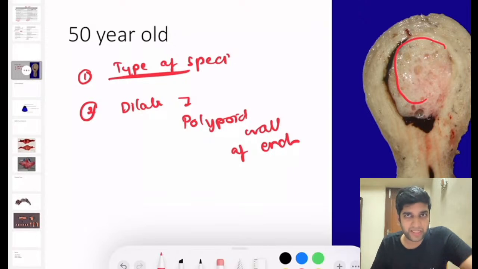So once you say it's a polypoidal mass, there are only two differential diagnoses here. What could that be? Can this polyp be a leiomyoma? Is that possible?